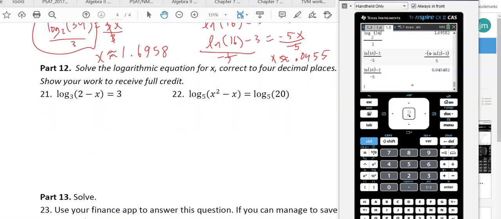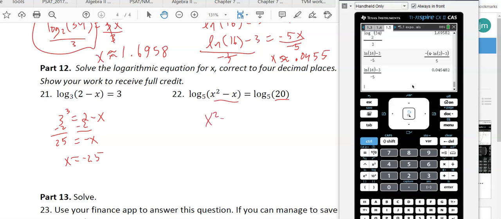So this one, so just change the form. 3 to the third equals 2 minus x. So 27 minus 2 is 25. Equals negative x. So x equals negative 25. Well, that one just worked out. I didn't need a calculator.